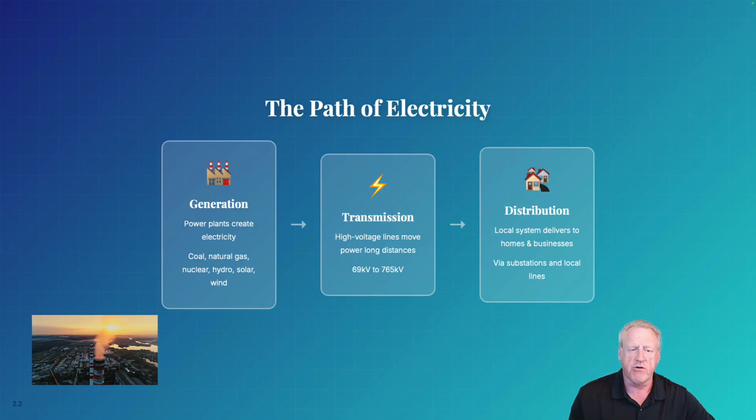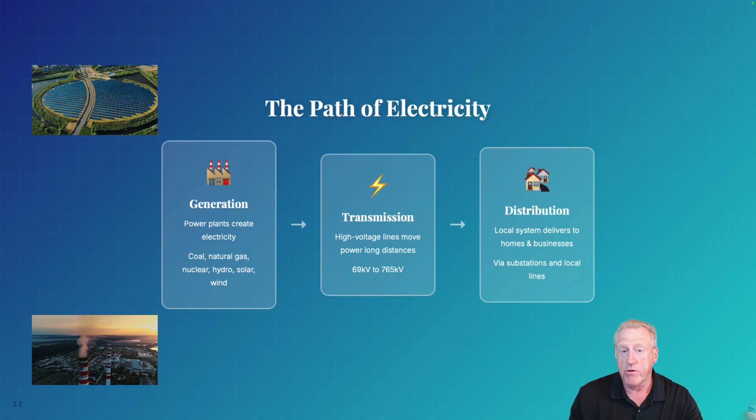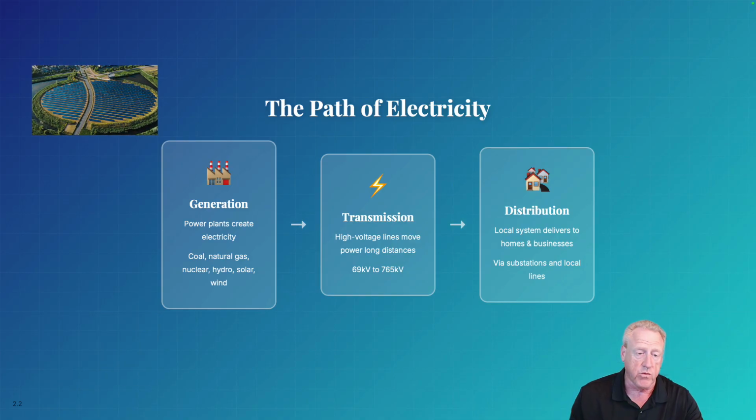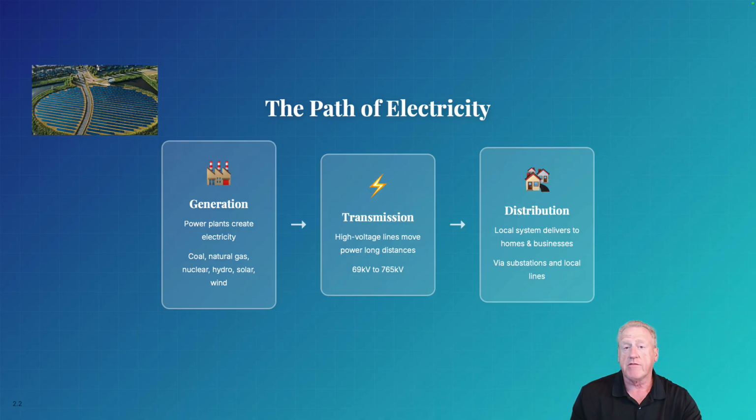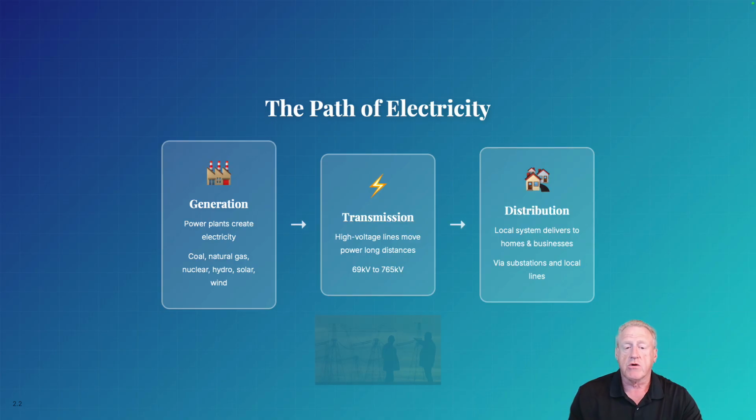On the one hand, we generate electricity or we buy someone else's generation. So power plants create electricity. You have your fossil plants like coal and natural gas. There's nuclear. There's renewables like hydro, solar, and wind. Those sources generate electricity, and then we either buy it or perhaps we're the generator. But then you have to move the electricity. So there are what we call transmission assets.